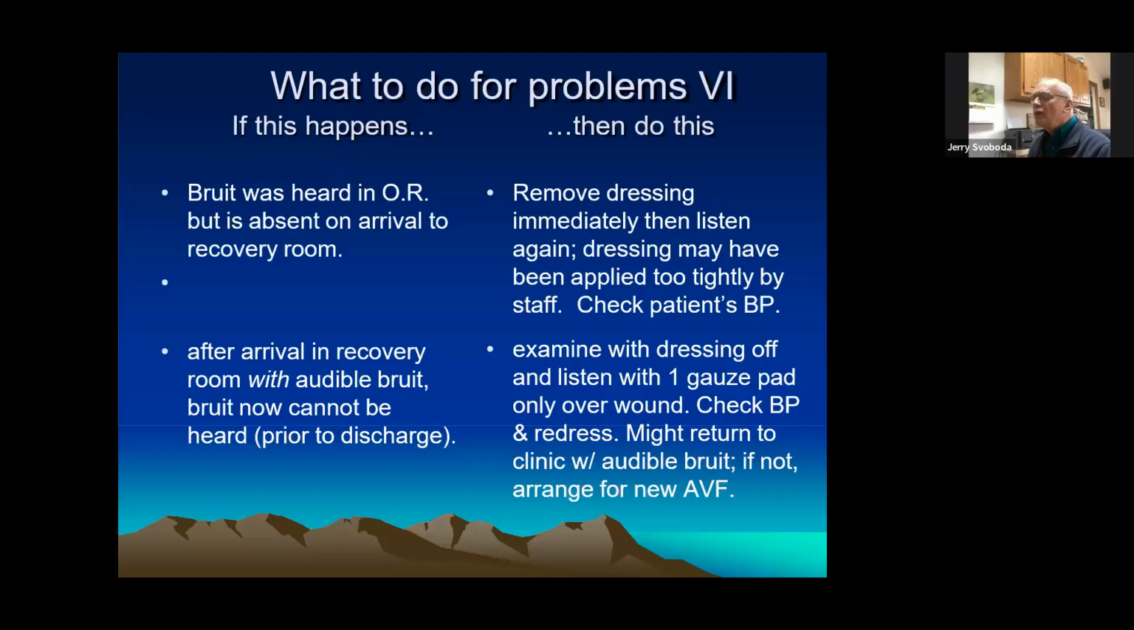Those people, the operating room has already been taken down. I would check, listening only through one gauze pad over the wound, and I would send them home and come back for another day. Some of them would return to the clinic with an audible bruit. If not, they need a new AV fistula.